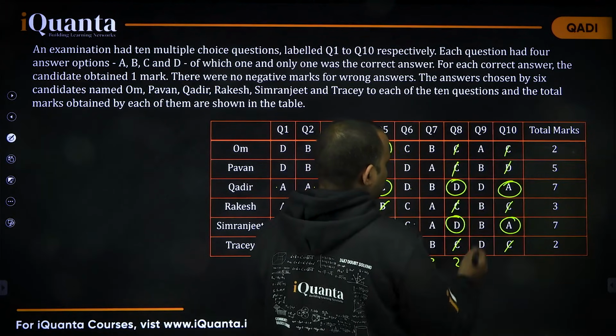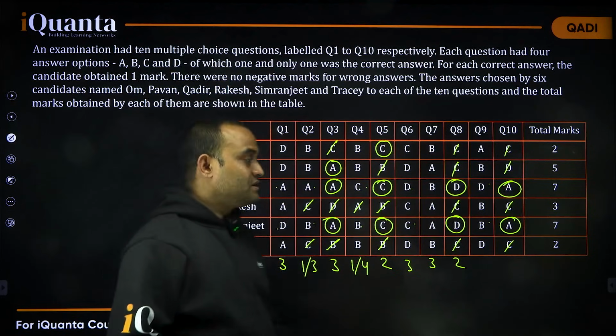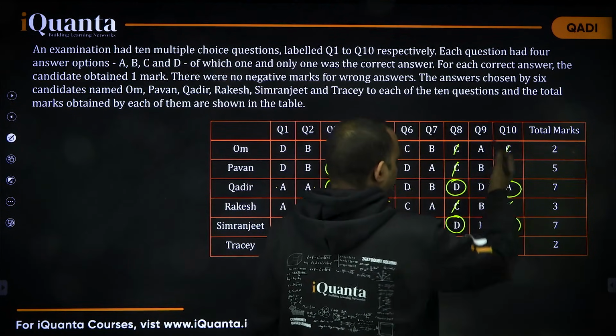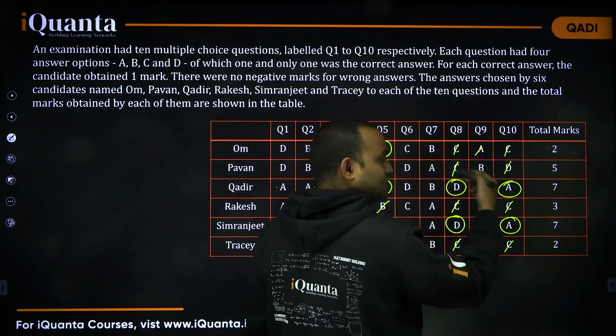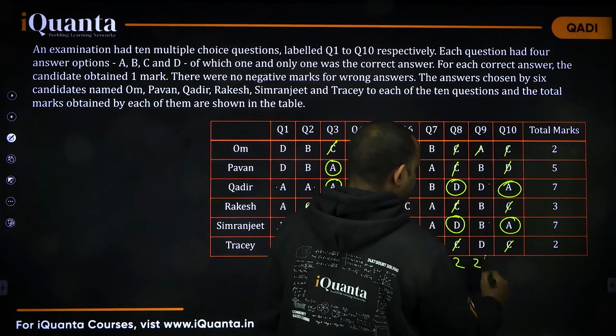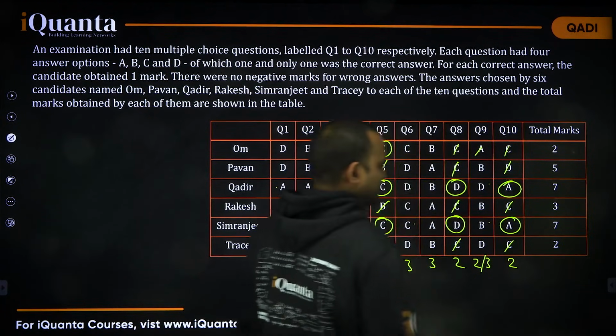In case of question number 9, either D or B is correct. We know that for every single question, either Qadir or Simranjit is correct. So question number 9, D or B is correct. A is not possible. If D is correct, then 2 people are correct. If B is correct, then 3 people are correct. In case of question number 10, exactly 2 people are correct.